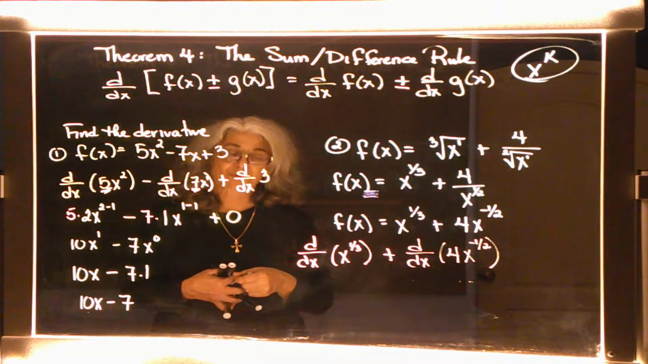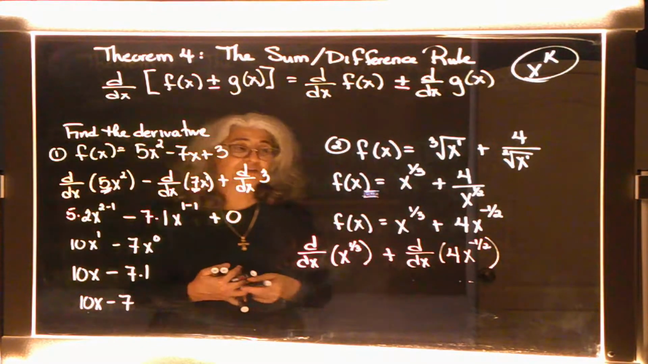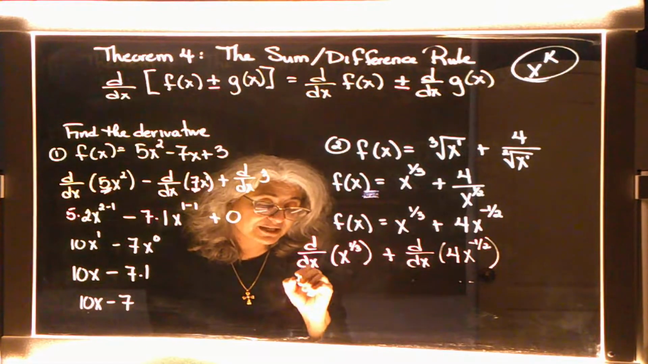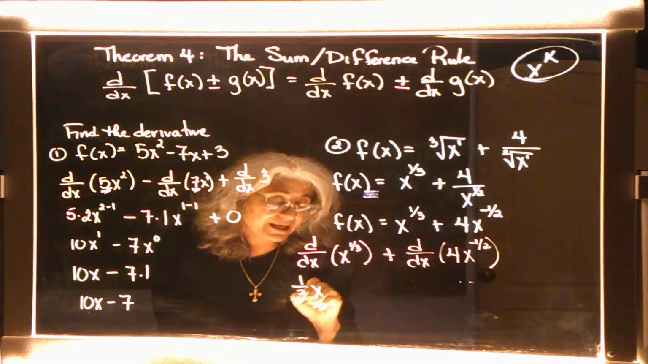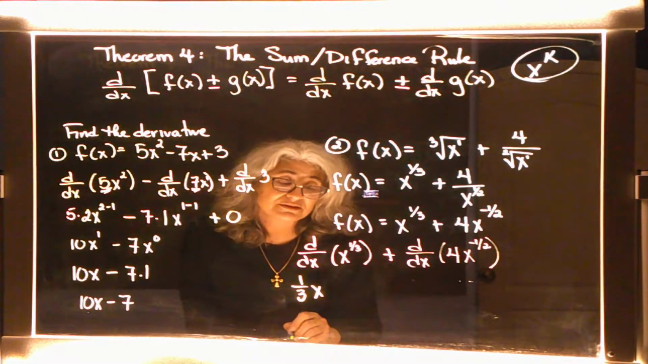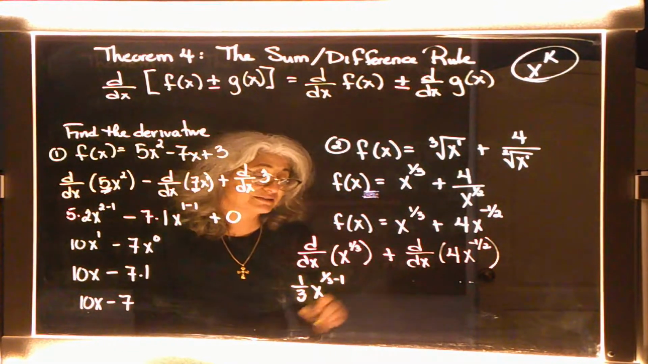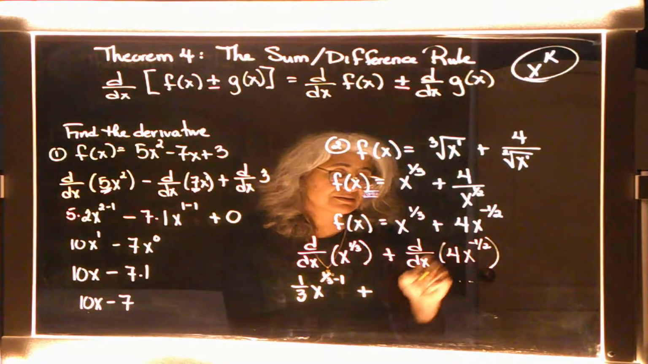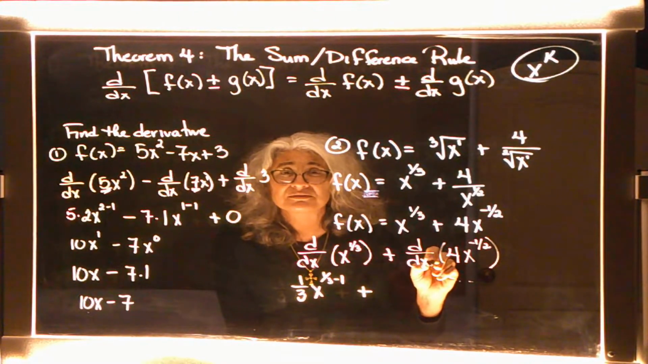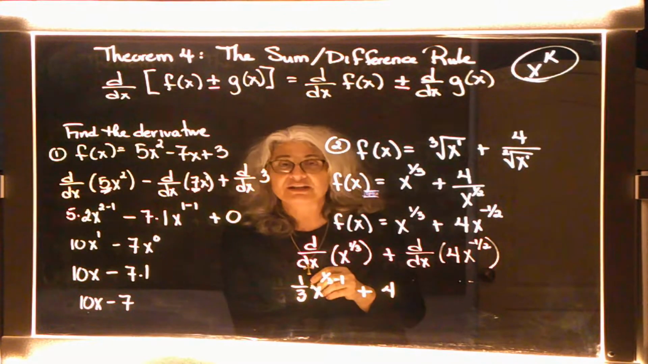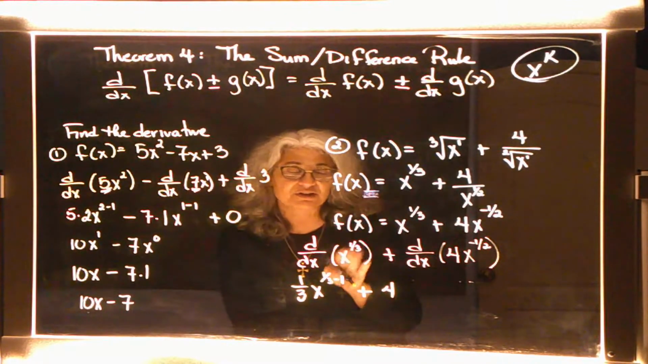Yes? Okay, see if you follow along. What am I going to do here? Good, bring down the 1/3, x to the power of 1/3 minus 1. Excellent. Add to it, what do we do with that 4? Excellent, just write it down because that's what that third theorem told us. Just write down the constant.